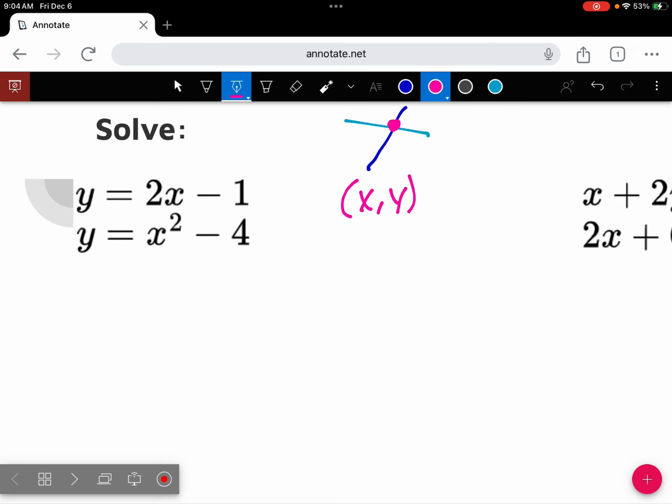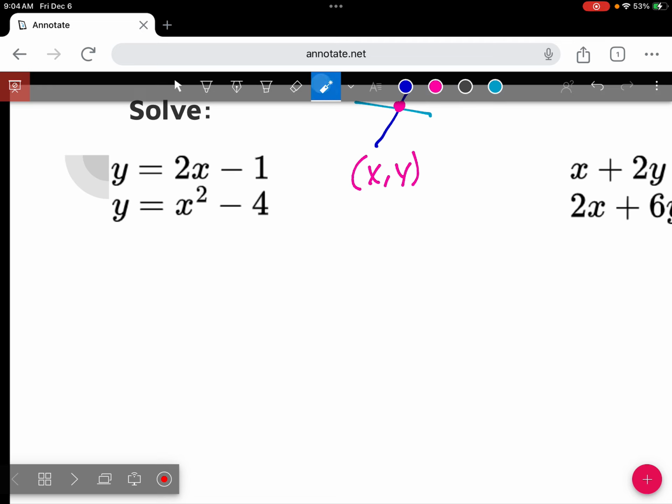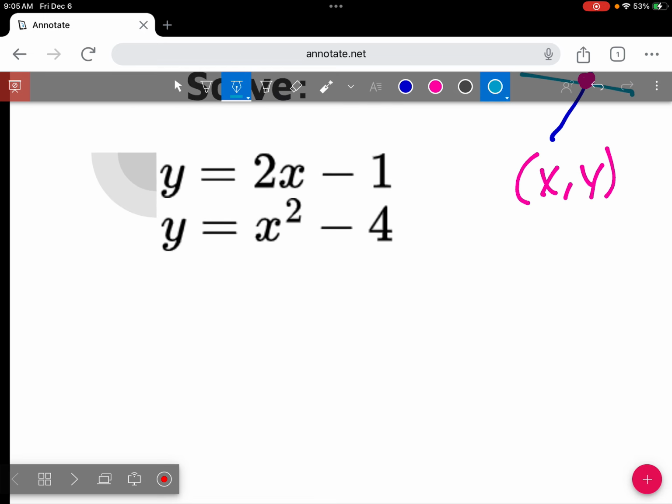Solutions to systems are points. They're points. So all of our solutions need to be as points. So looking at this first system here, we've got two equations. What can we do with this? Yeah, we can solve this with substitution.